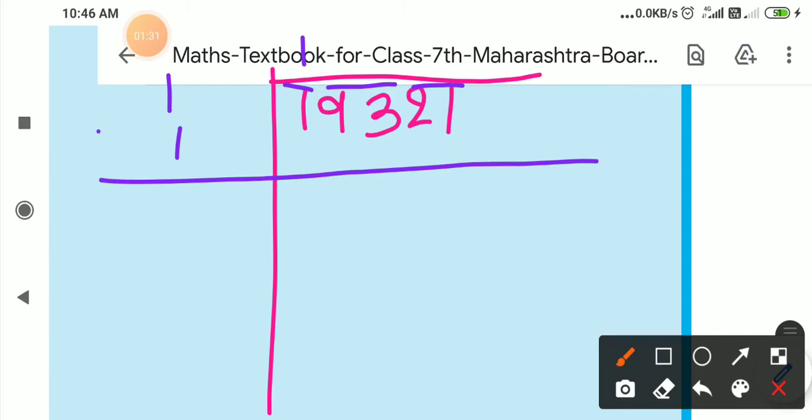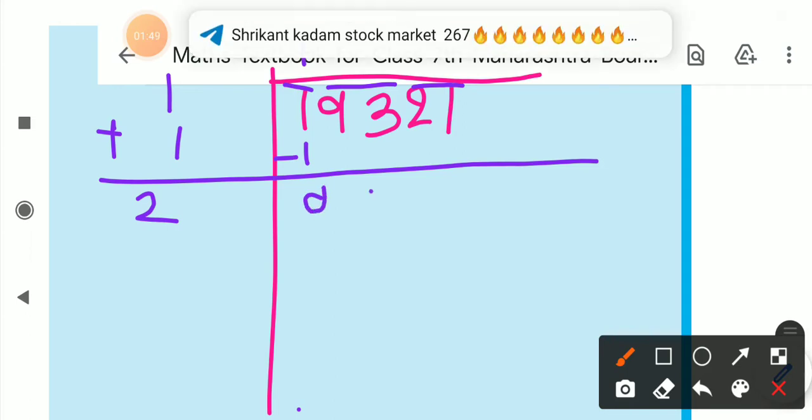You know that 1 is the square of 1. So we have to take the number whose square is smaller than the first group, or whose square is equal to the first group. So 1 square is 1, so we take 1 here. 1 plus 1 is 2, 1 minus 1 is 0, and we write down the next group here.